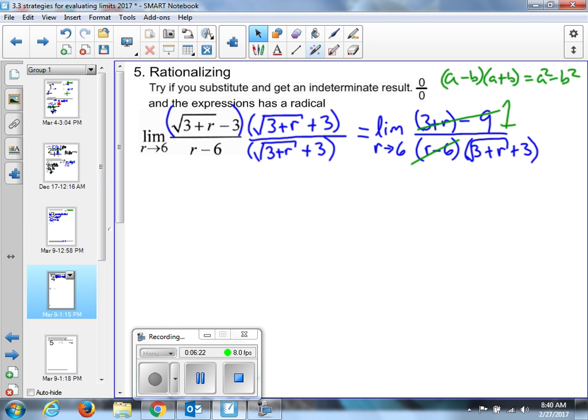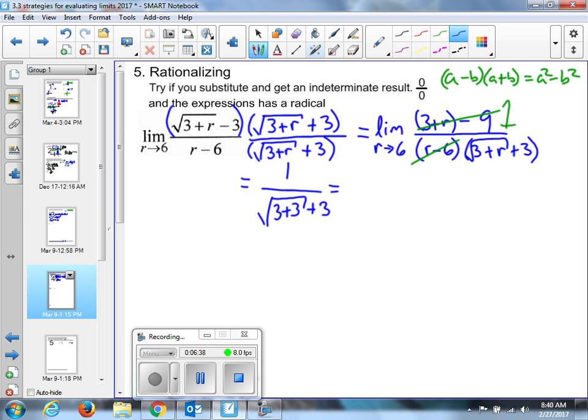We got that. Now we can drop the limit notation because I'm actually going to evaluate. So that's equal to 1 over 3 plus 3 under a root sign. Honestly, I think you could have just done this in your head, right? Oh, 3 plus 3.